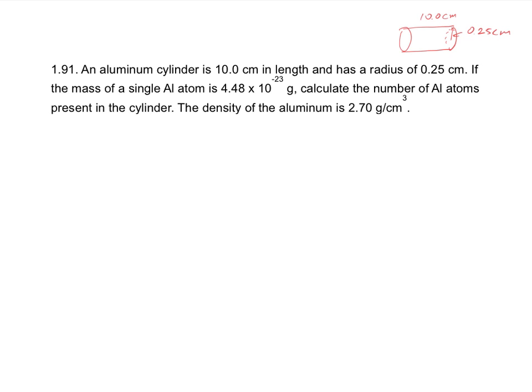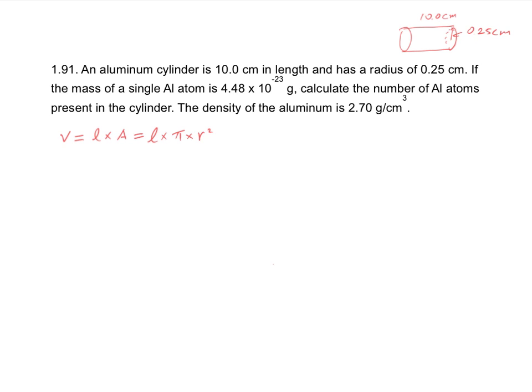Now, using geometry knowledge, we know that we can calculate the volume of this cylinder. Let's write it out. The volume of the cylinder is the length times the area of the cross section. The cross section right here is a circle, and the area of the circle is pi r squared. So the volume equals the length, 10.0 centimeters, times pi times r squared, and r is 0.25 centimeters.